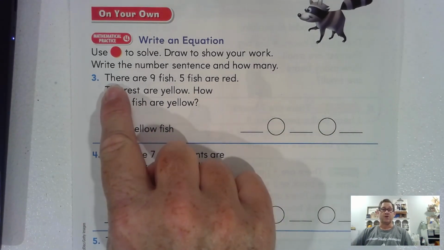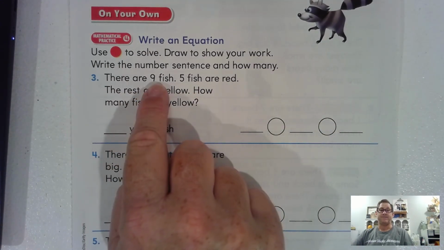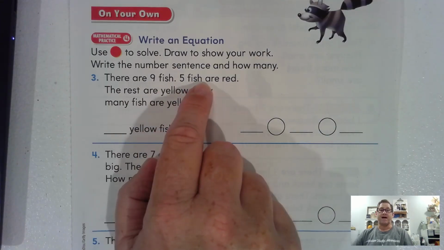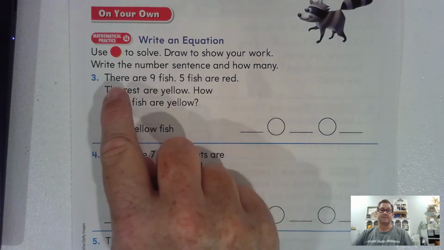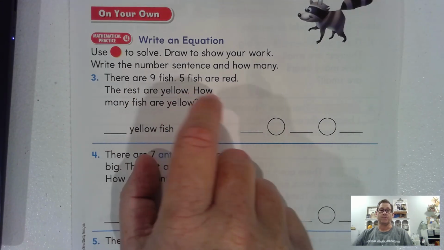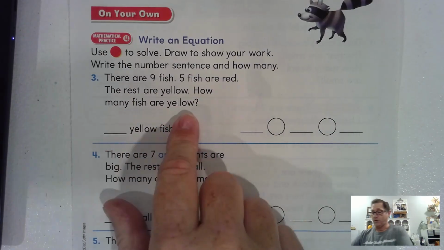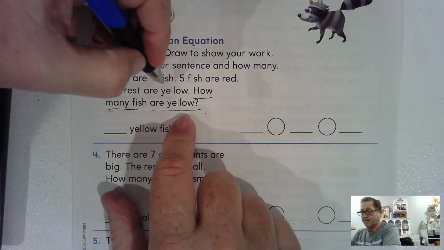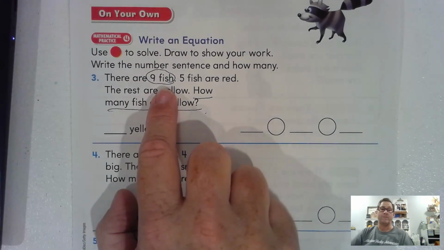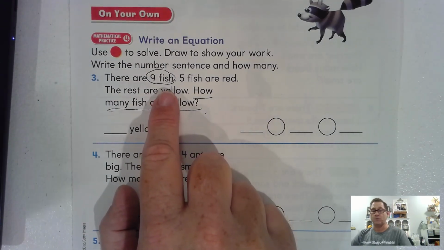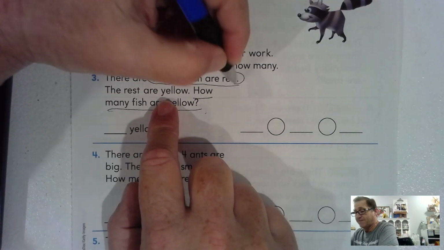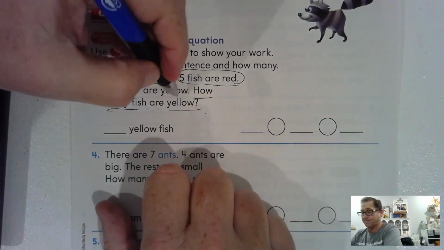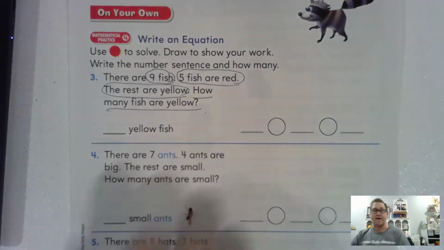Okay, so let's start. Number 3. There are 9 fish. 5 fish are red. The rest are yellow. How many fish are yellow? That's what I have to figure out. They told me the whole amount of the group is 9. 9 total fish. 5 of those fish are red, and the rest are yellow.